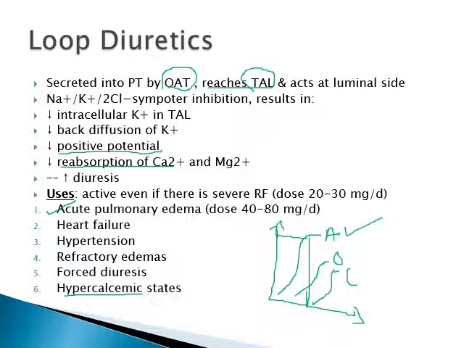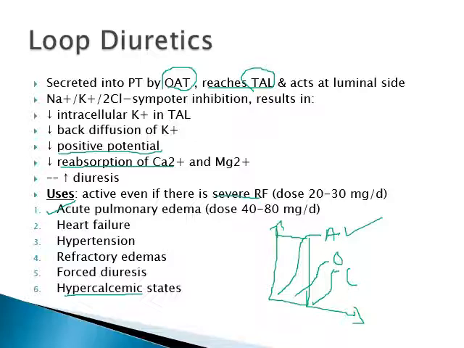One important feature of loop diuretics is that they can be used in severe renal failure. Okay, they are active even if there is renal failure, but not if there is anuria. If there is total loss of urine production, obviously the loop diuretic will not be able to go to its site of action, and will not be able to produce its diuretic effect. So in case of anuria, you cannot use any of the diuretics, but in case of renal failure, not anuria, there you can use loop diuretics.